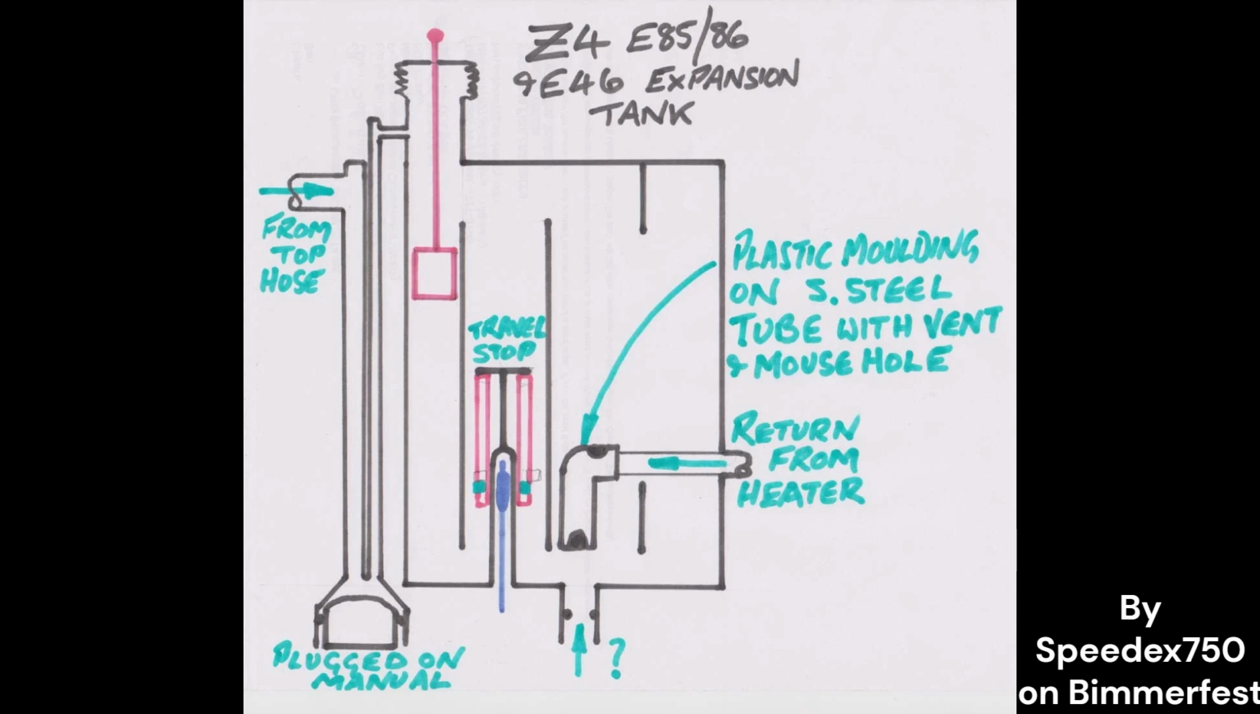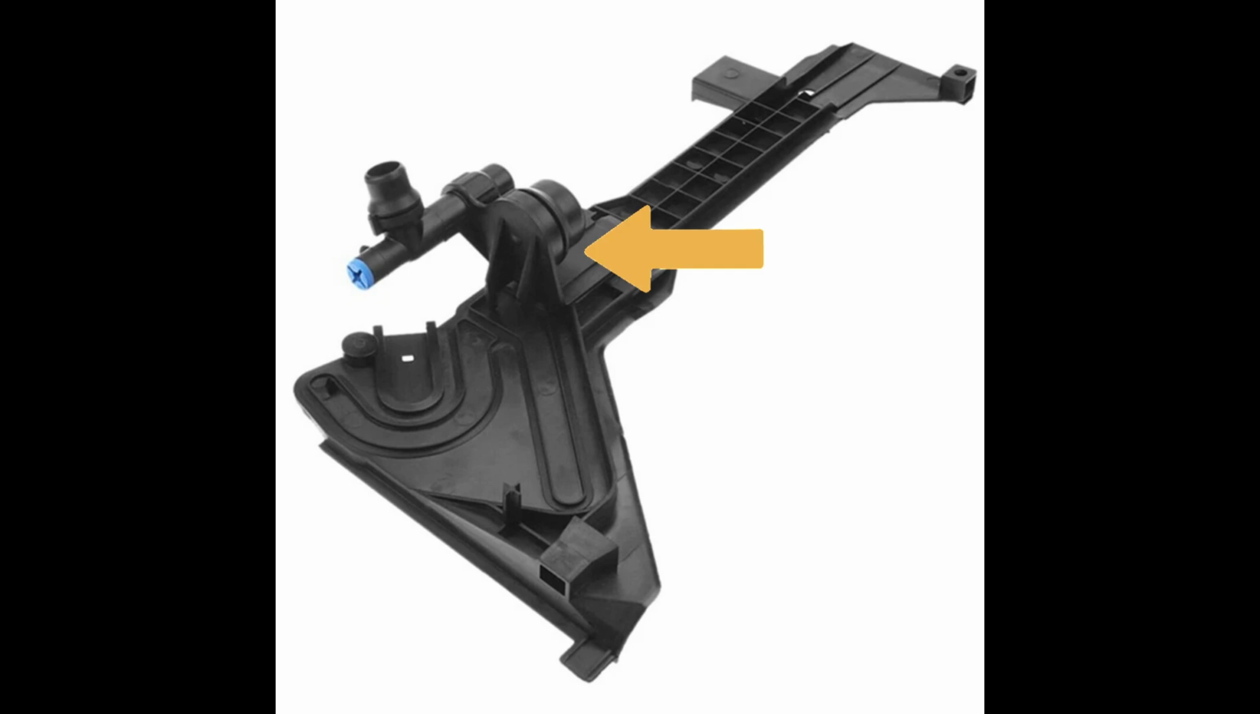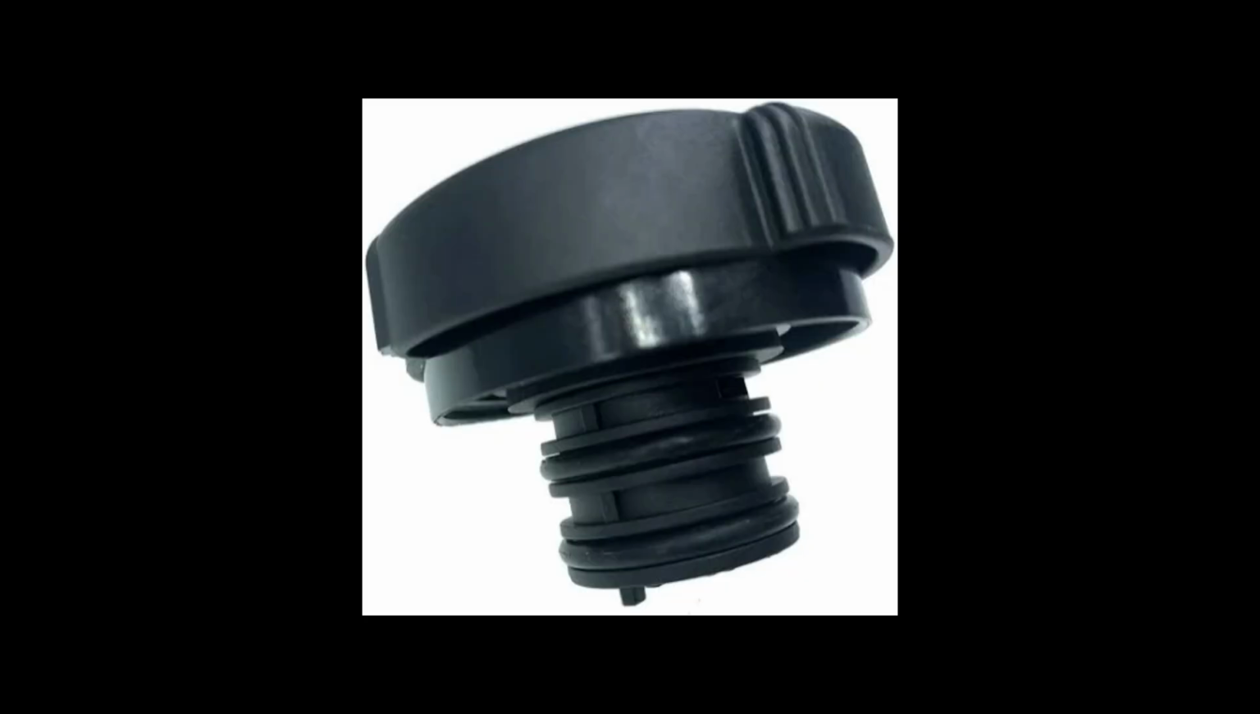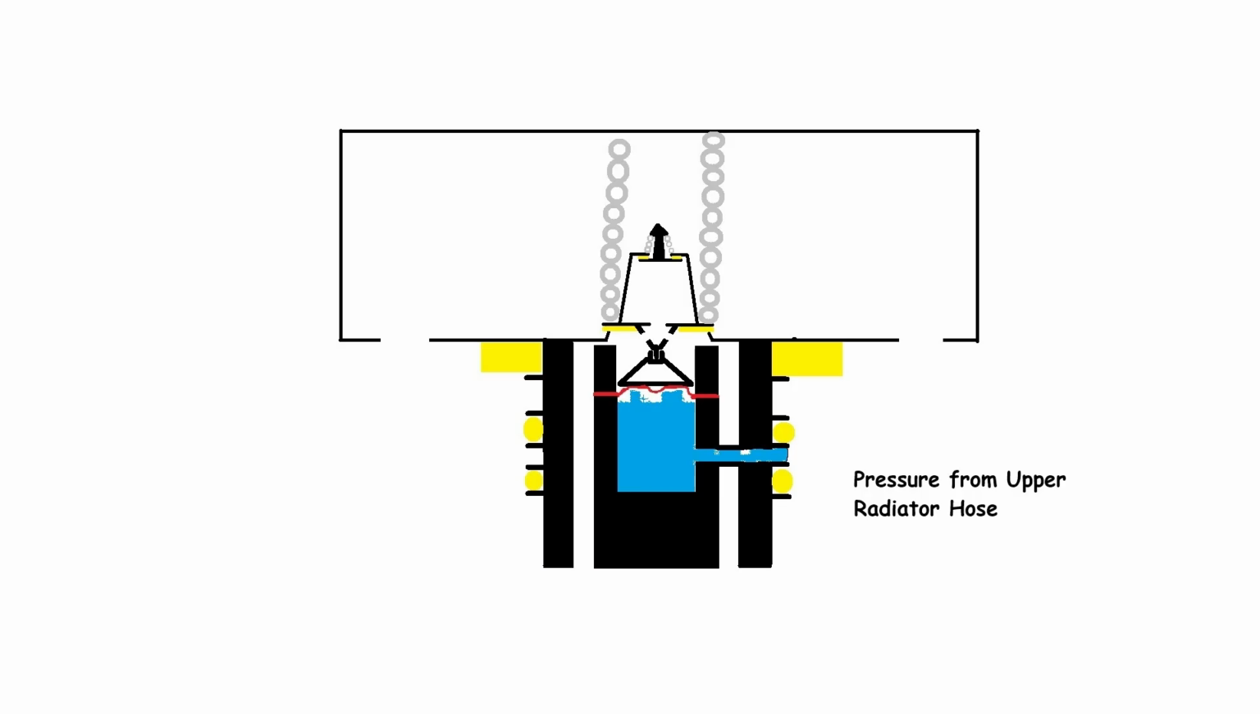In this diagram we can see that on the manual variant of this expansion tank setup, the larger bottom opening of the expansion tank is blocked off. Pressure is applied upward to the small opening that leads to the expansion tank cap. Pressure is applied to the sealed internal chamber where the pressure is monitored by the expansion tank cap spring. The cap will relieve pressure from the tank in the event of an overpressure condition of the upper radiator hose.